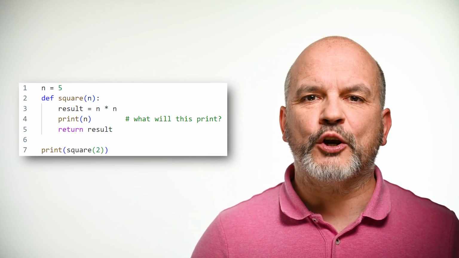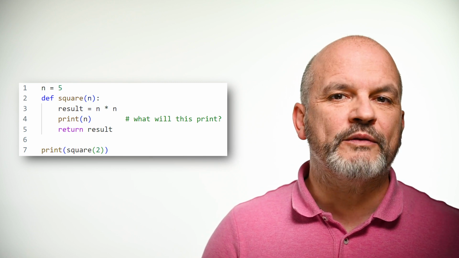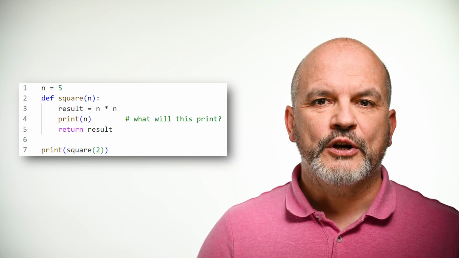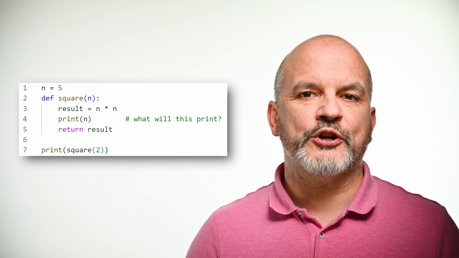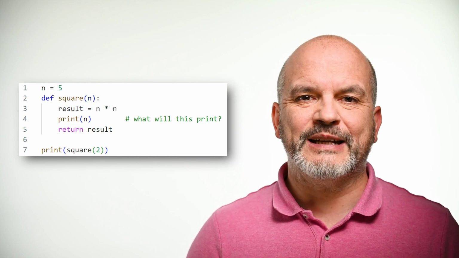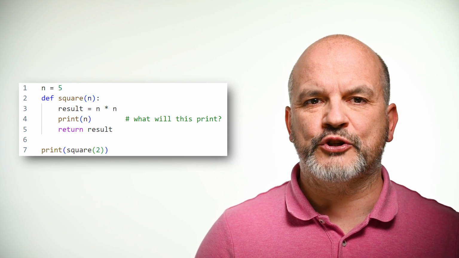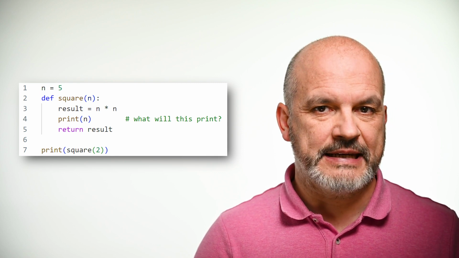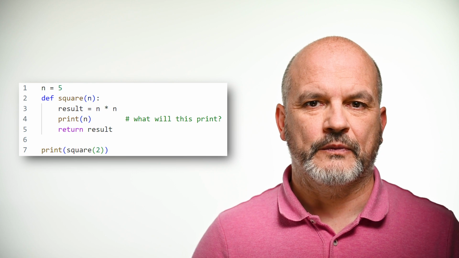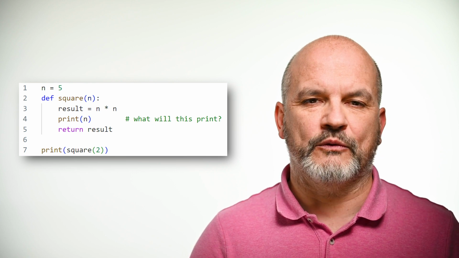Function parameters are local variables that are only visible within the function. In our example, the variable n used within the function is a local variable, and its value on line 4 is the value of the argument passed to the function on line 7, that is, the value 2. Our code has a name conflict.